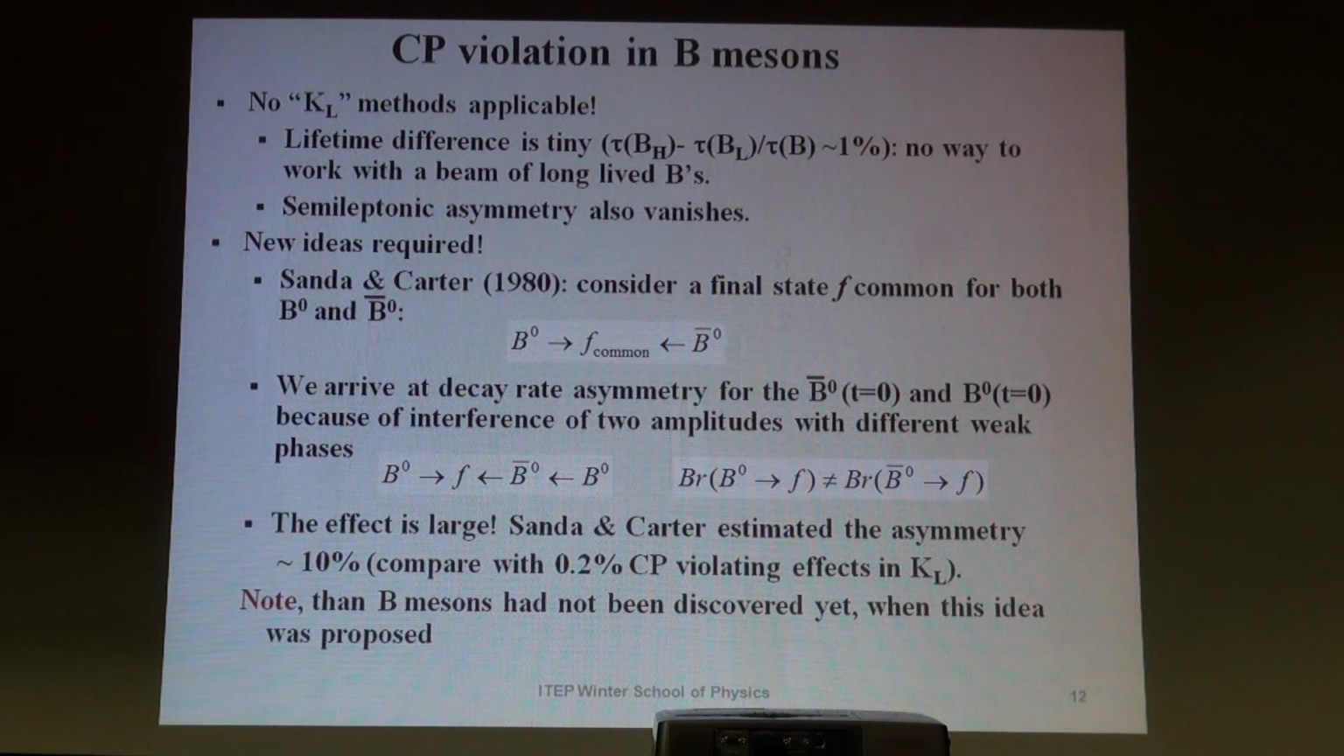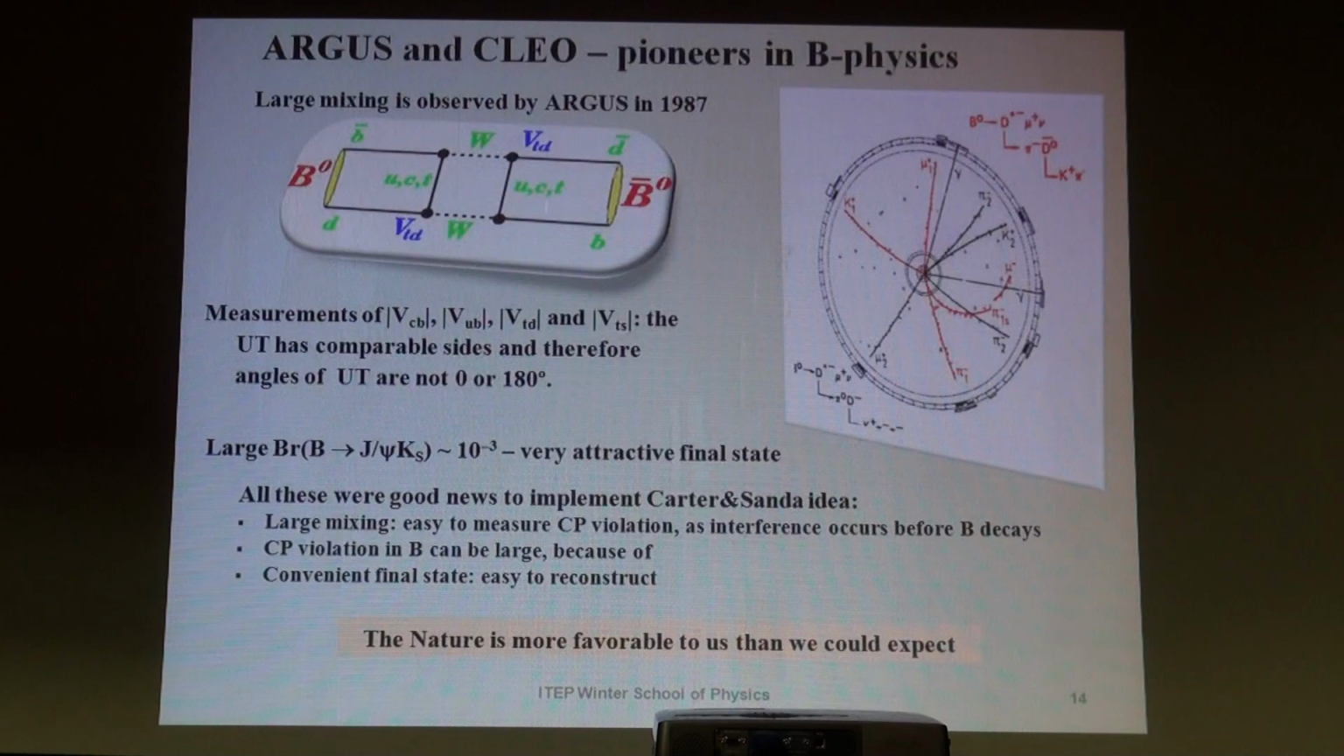So after this idea was introduced, people realized that B physics is very important. During the next decade, the study of B mesons was done by two experiments. They compete, one in Germany, another one in the United States, and finally got a lot of nice results, which allowed us to come to the conclusion that we can build B factories, special experiments to study CP violation in B mesons.